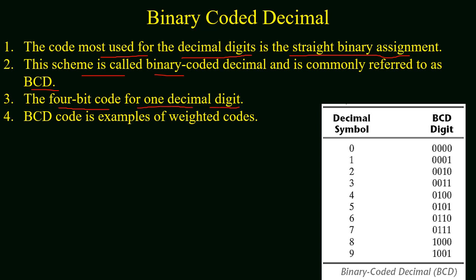Now, if you look at the table, we have a decimal symbol and the corresponding BCD code. The BCD code is 4 bits for each decimal digit. For decimal 2, we have a code of 0010, and for decimal digit 7, we have a BCD code of 0111. The binary coded decimal is an example of a weighted code.